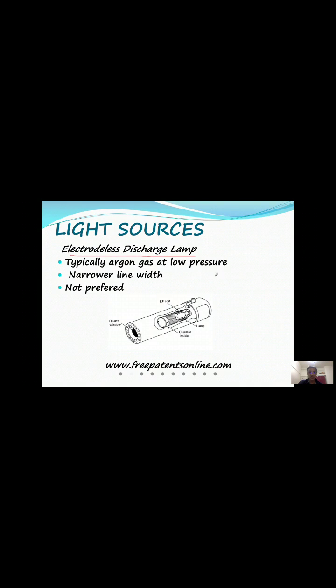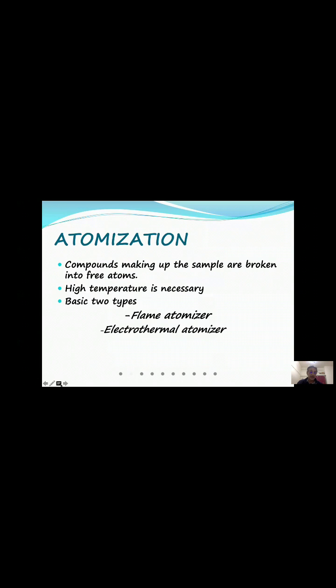A discharge lamp, typically with argon gas, gives a narrower line. This is very important: the photon line produced here is much narrower in width than the absorption line of that element. Now the atomization process takes place.